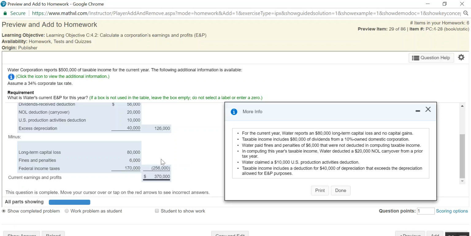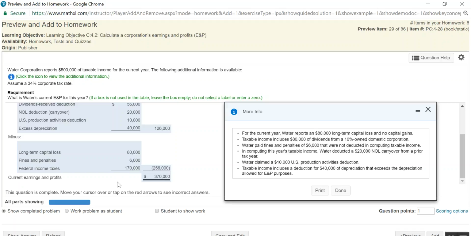So some things that are allowable for E&P purposes are long-term capital losses. We know that net capital losses for corporate purposes are disallowed and need to be carried over, but for E&P purposes, they're deductible in the current year. So in the facts, we learned that we had 80,000 of excess capital losses. So we deduct those. We also get to deduct the $6,000 in penalties that are a perm difference for tax purposes. They're permanently non-deductible, but for E&P purposes, they are deductible.